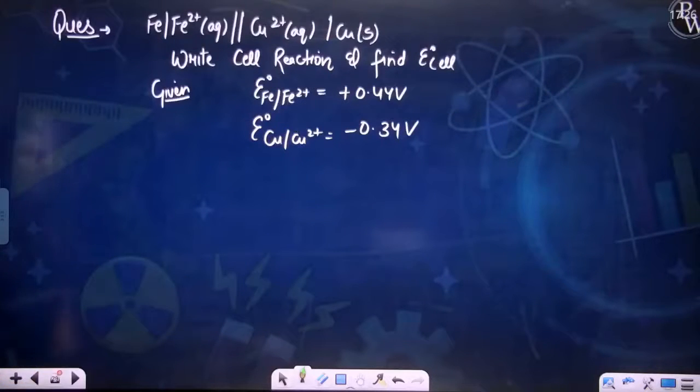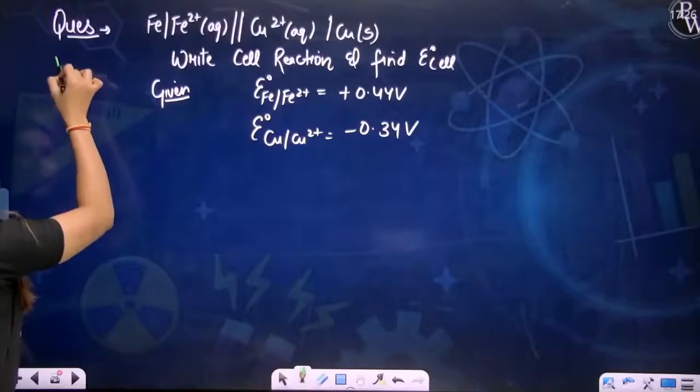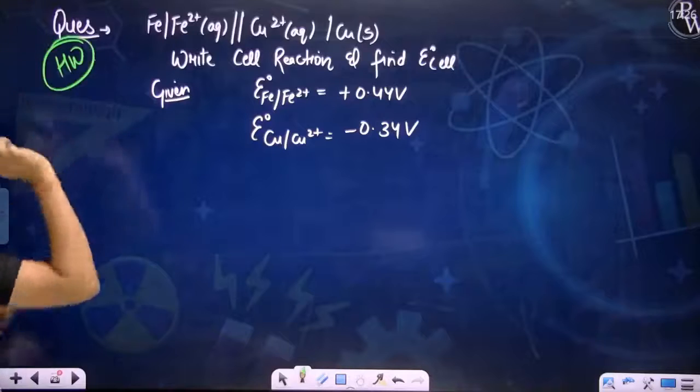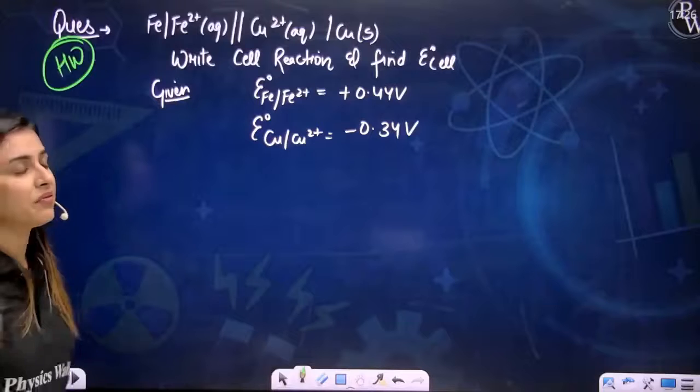Next question. Here is the question. Try to do this question yourself. This will be a homework question because we have done these types of questions now. You need to calculate the E naught of cell. I hope you will all calculate it. Very good, my dear students.